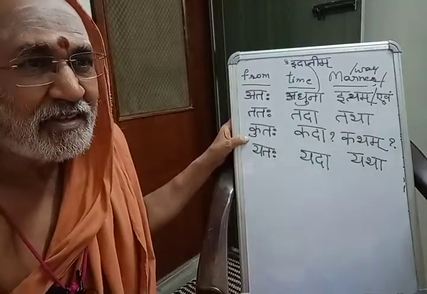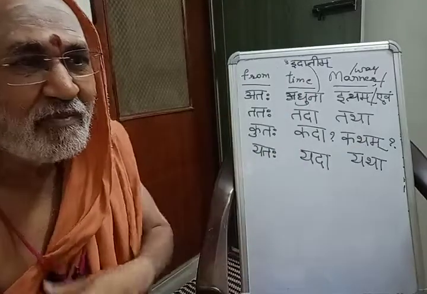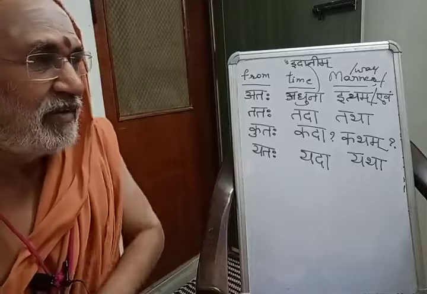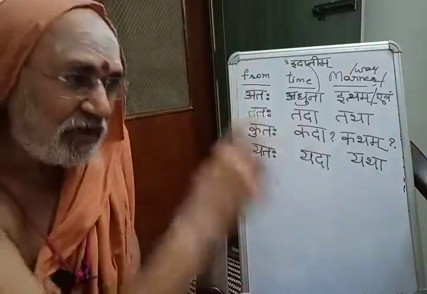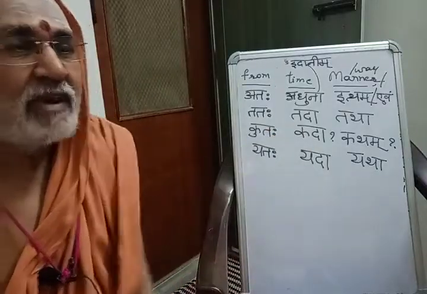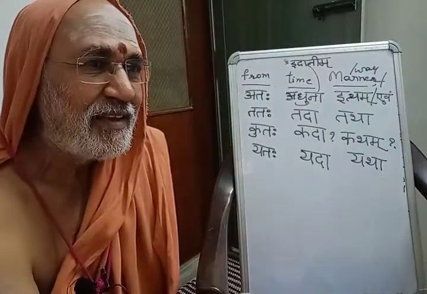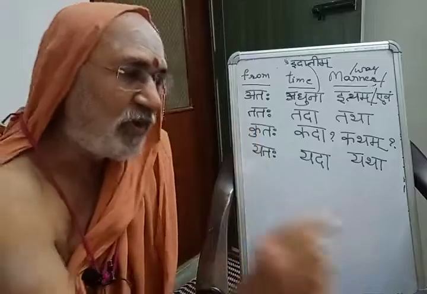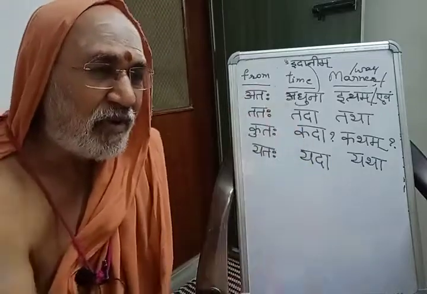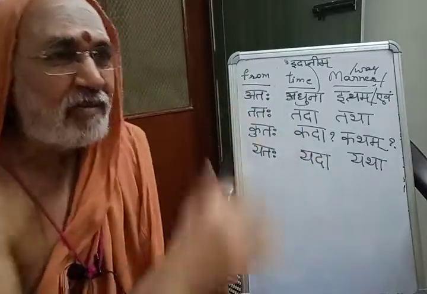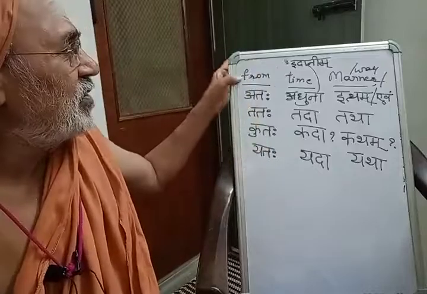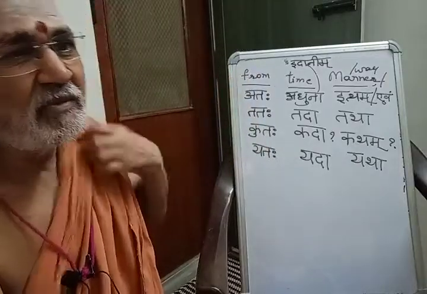Kutaha, why, for what reason, from where. Kutaha agacchati, from where does he come. Then kutaha means time wise also. Okay, what time should we start? Kutaha arabhyate, at what time. Then kutaha means at what point you start. Kutaha, from what point, for what reason, from. All this means Panchami, that's why I told from. From means Panchami Vibhakti Artha.